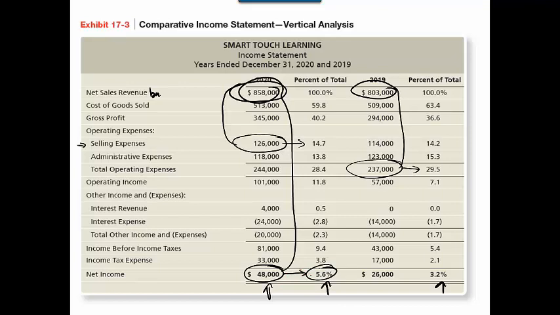It's a good way to see it too, because when you're dealing with large numbers, sometimes stuff can get lost. You can say, oh look, my revenue went up, my income went up, but you can see that in 2020, your net income as a percent of your net sales revenue is much higher than it is in 2019. So that's good.